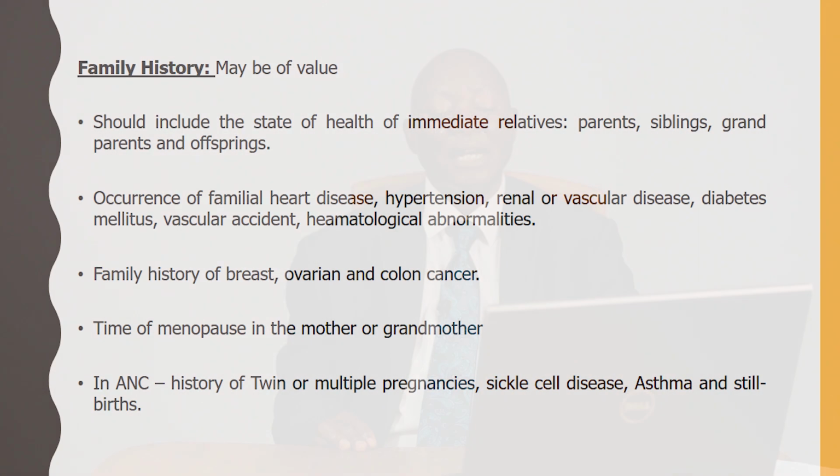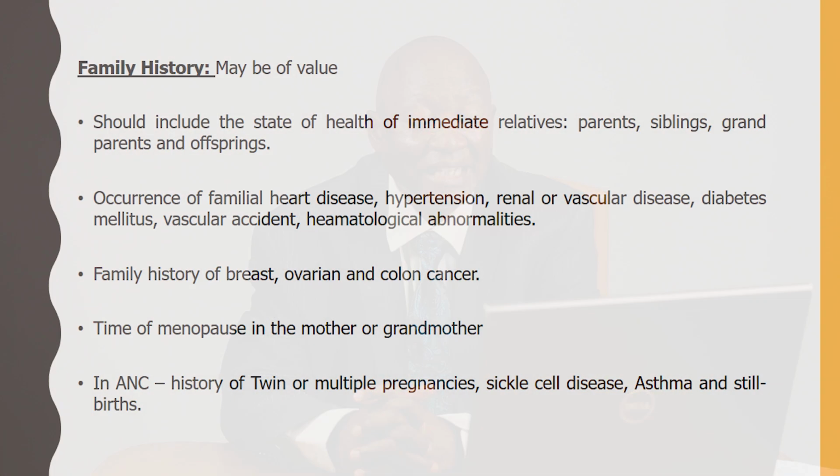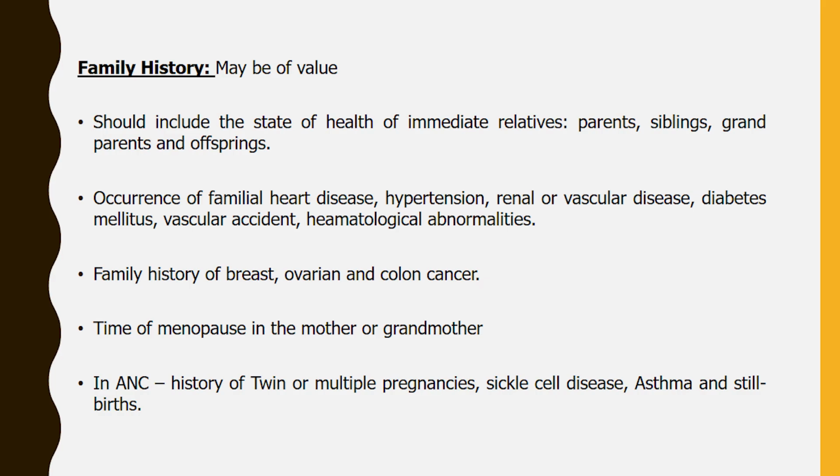Then, the time of menopause in the grandmother or in the mother is also important. Some people may come with premenopausal features earlier than that, or much earlier than that. An idea of the age of menopause in the mother or grandmother may help you in making a diagnosis. In antenatal clinic, family history of twins or multiple pregnancies, sickle cell disorders, asthma, and so on are very, very important to note.